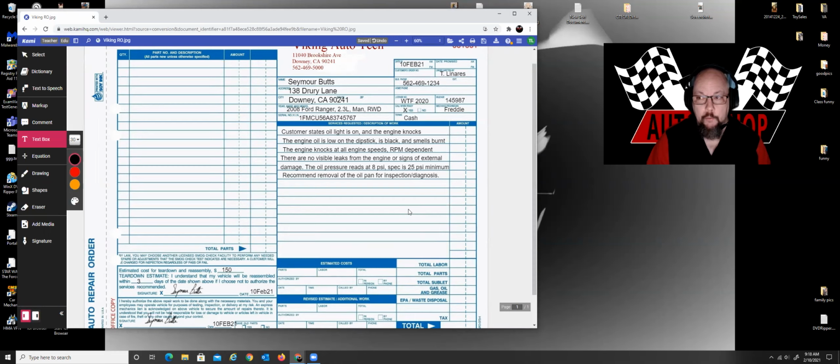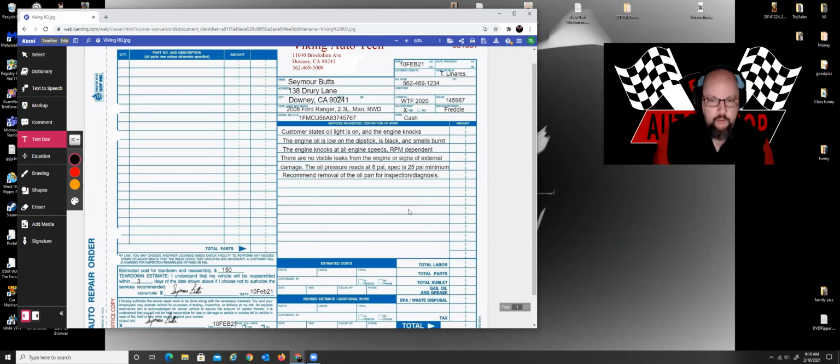Heck of a thing. We'd love to be able to pull off all of our diagnoses without any tear down, but sometimes we can't, especially with engine repairs or transmission repairs. A lot of times tear down has to happen. Okay. In this case, we're just removing the pan.